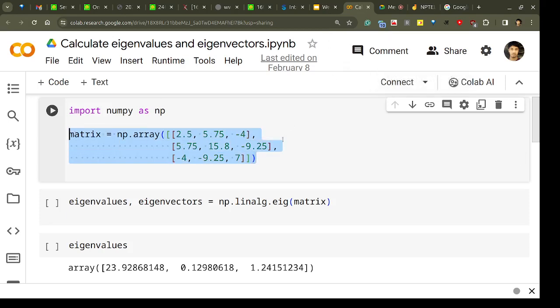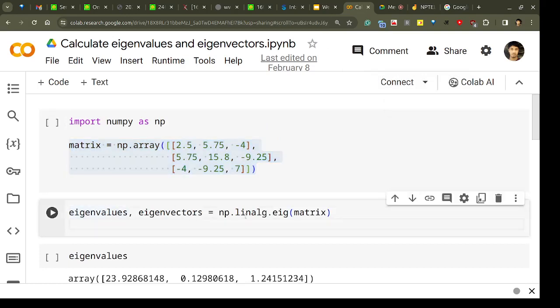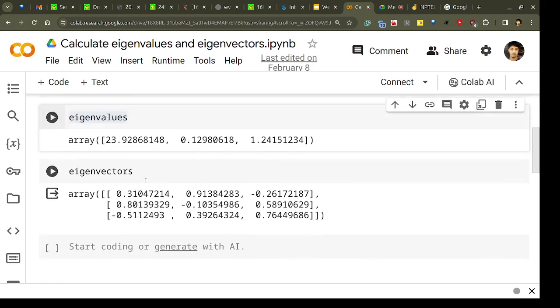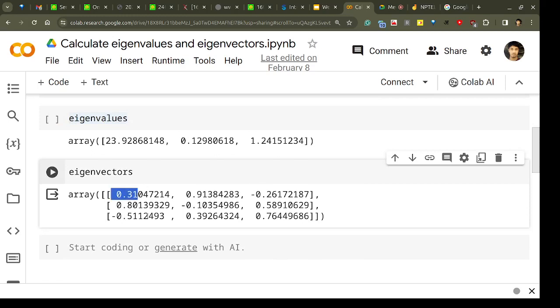Okay. And from that, to find the eigenvalue and eigenvector, we can just call np.linalg.eig. This is for eigenvalue and eigenvector, and we are passing the matrix, and then we will get the eigenvalues: 23.92, 0.1298, and 1.24. Okay. So this is the eigenvalue, and this is the corresponding eigenvector. This is the first eigenvector, second eigenvector, third eigenvector.